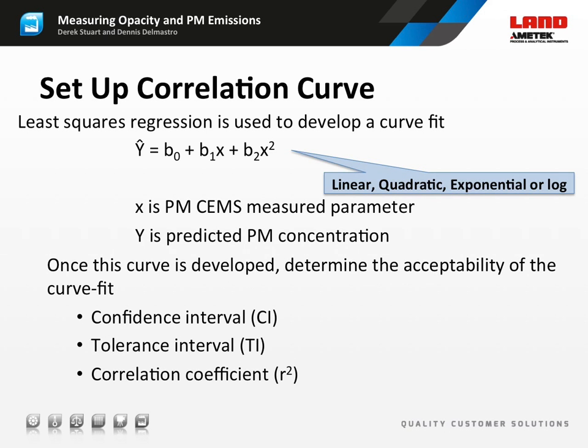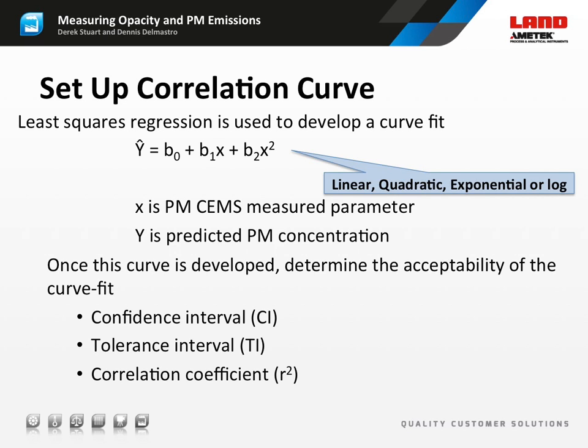A least squares regression is used to fit the reference method data to the PM-CEMS measurements. In most cases, a linear regression gives a good fit, but the standards allow polynomial, exponential, and logarithmic fits. Fortunately, the statistical tools in a spreadsheet make the calculations easy.